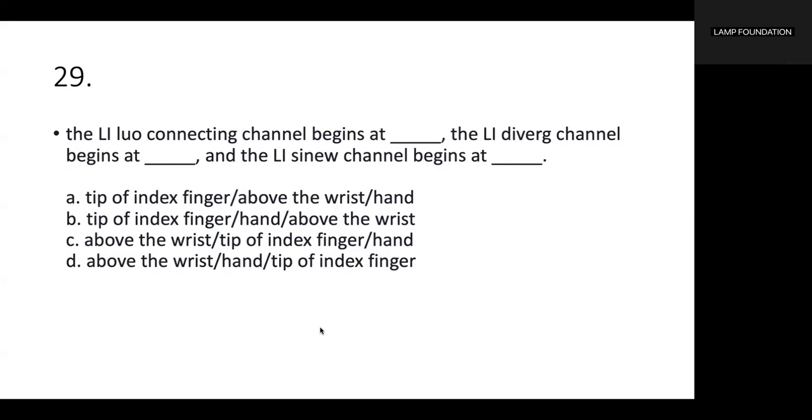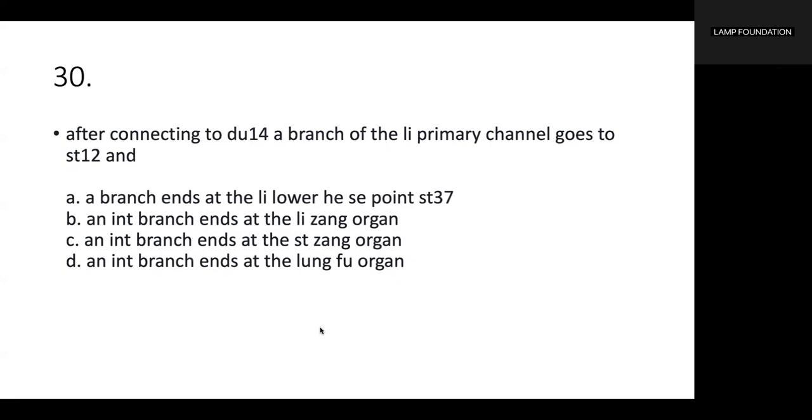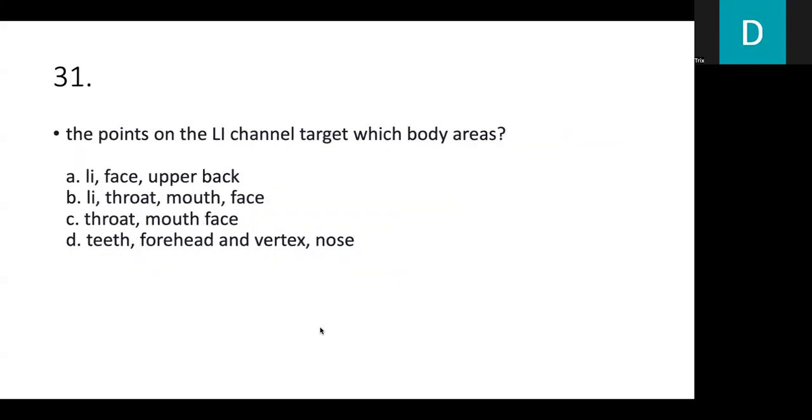So for joint pains, we would always be looking at the sinew channel of the LI, diba? Number 30. After connecting to DU14, a branch of the LI primary channel goes to stomach 12, and a branch ends at the LI lower He-sea point, stomach 37. Letter A. The points on the LI channel target which body areas? I think this was asked earlier already. Large intestine, throat, mouth, and face. Letter B.